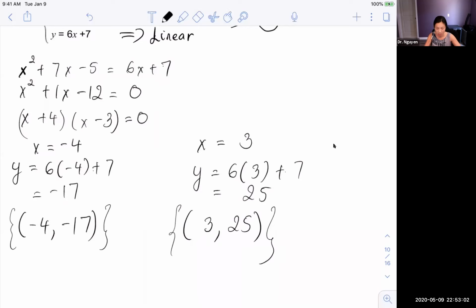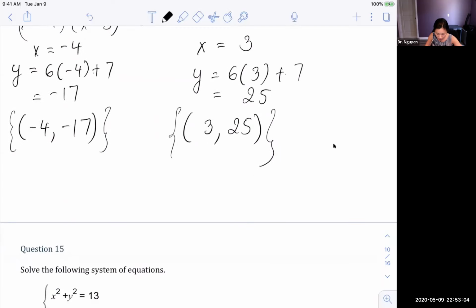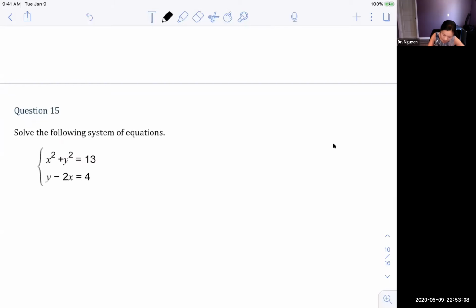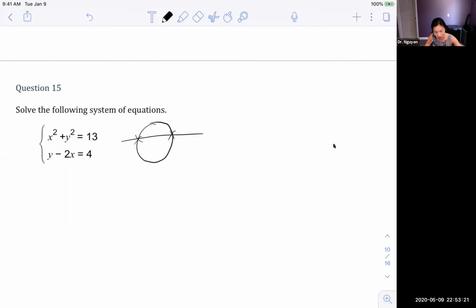All right, moving on to the next one. You can see right here, the first one is a circle. The second one is a straight line. So once again, we might end up with two solutions. For this one, I do not have y and y, so I can't really set them equal to each other and solve it. But you can use substitution to solve it.